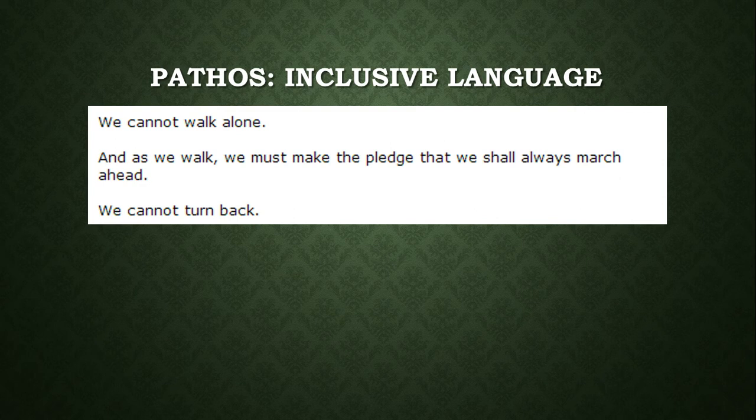So here we have the appeal for, I think this is Churchill, we cannot walk alone, and as we walk we must make the pledge that we shall always march ahead. We cannot turn back. So we get the sense of, we're all in this together. It's not just the speaker telling us what to do.